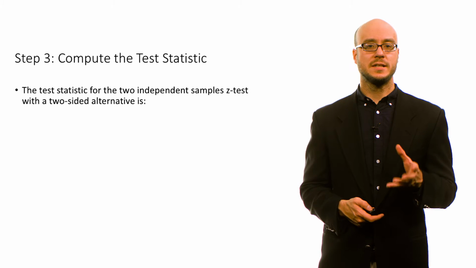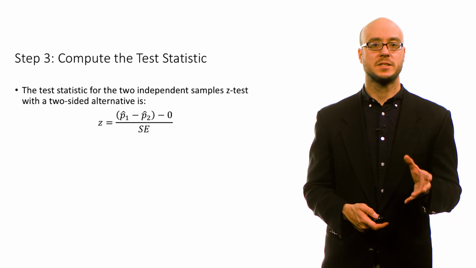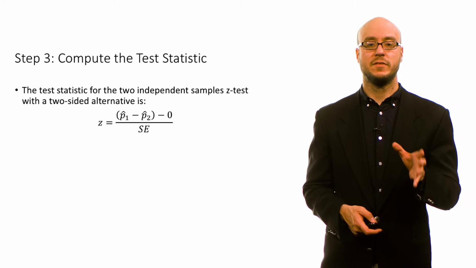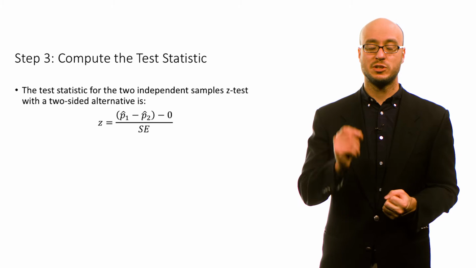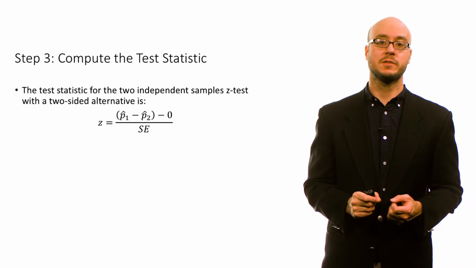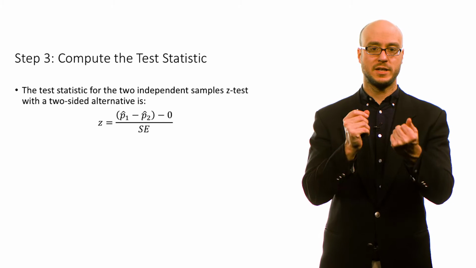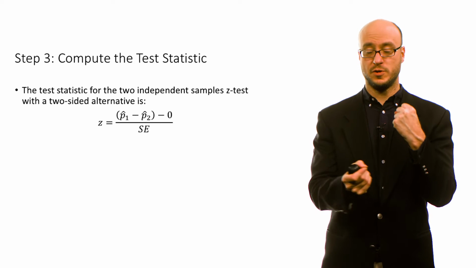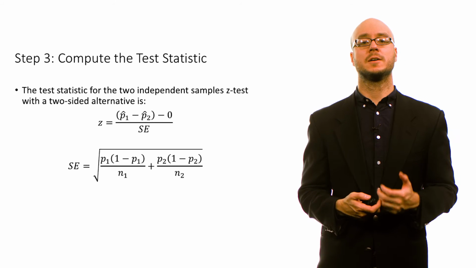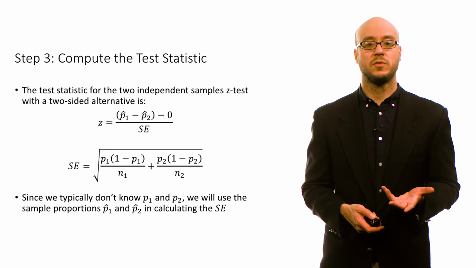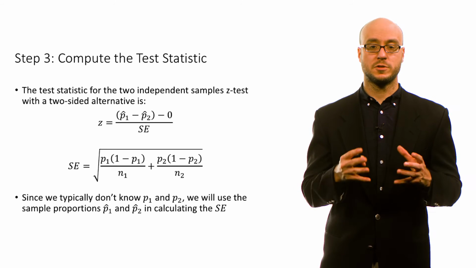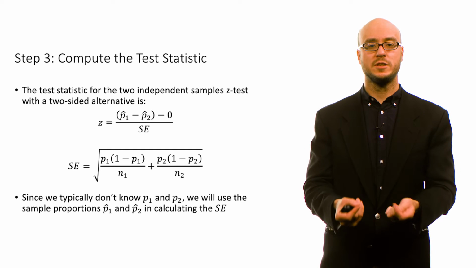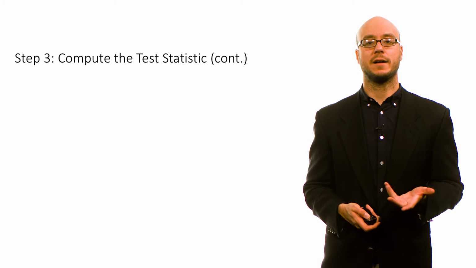The test statistic for the 2 independent sample z-test with a 2-sided alternative is given as follows. You take your difference in sample proportions, you subtract 0 because the null is 0. We're trying to see how different our data is from our null, and then we divide by the standard error, where the standard error is calculated as before. Since we typically don't know P1 and P2, the proportions for each group in the population, we're going to use the sample proportions when we calculate the standard error.